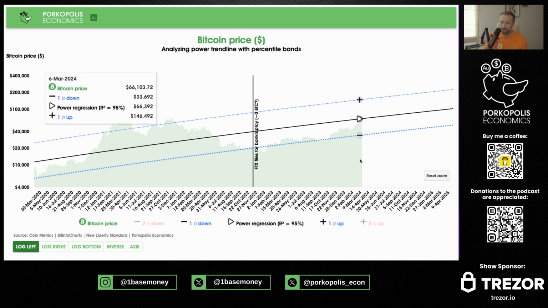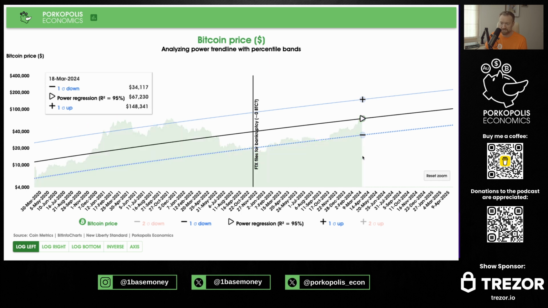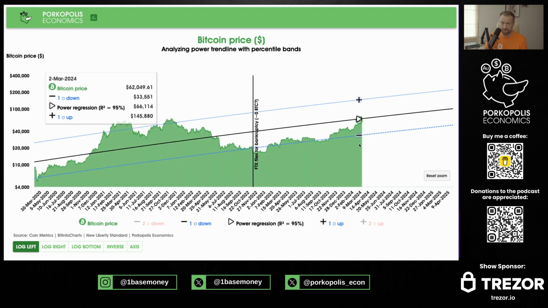Okay, so even though it's been almost 2 years where we've crossed this very strong power regression trend line, we're perfectly normal considering the trajectory of Bitcoin's adoption and the trajectory of Bitcoin's pricing data. Perfectly normal, right in the middle, right on trend. So think about it that way.